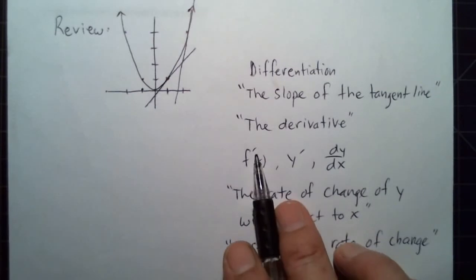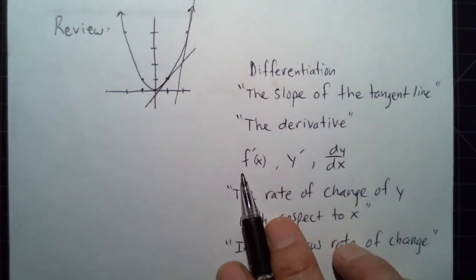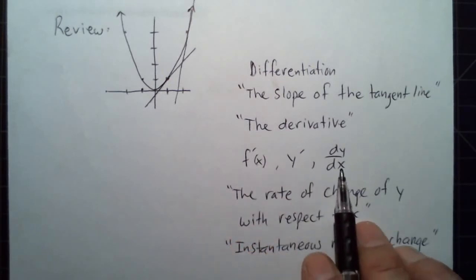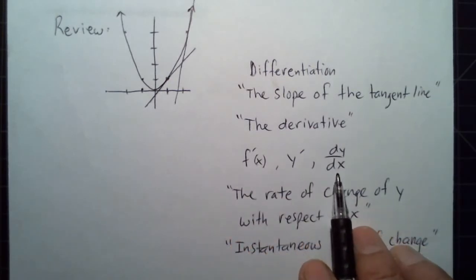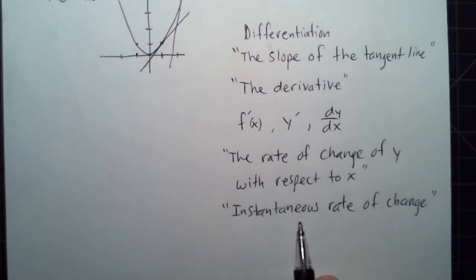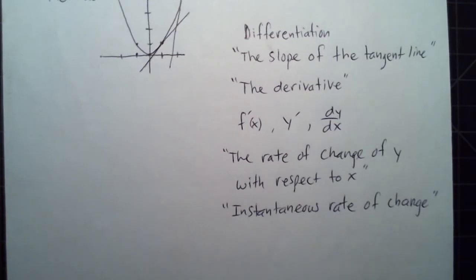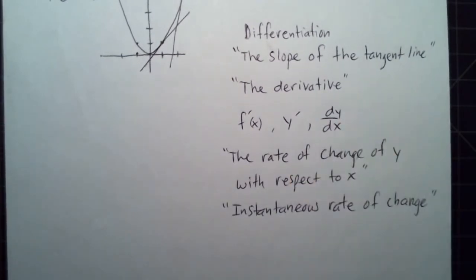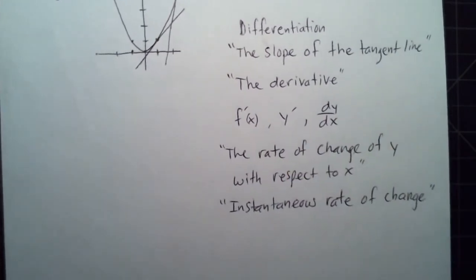The symbol we use is this apostrophe. We say prime, f prime, y prime. We can also say dy dx. The rate of change of y with respect to x, that's another way of saying the derivative. And instantaneous rate of change is another way of describing the derivative. And we usually say the derivative most often. So how does this rule work?